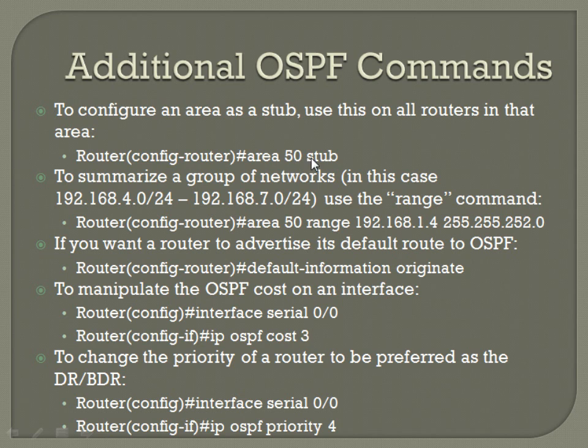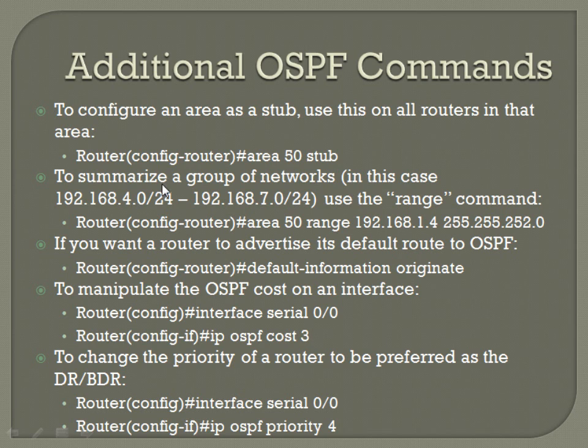To summarize a group of networks, in this case 192.168.4.0/24 through 192.168.7.0/24, use the range command. And actually I need to correct this line. The 4 and the 1 should actually be swapped right here, so that the command should be area space 50 space range 192.168.4.0 to get the full network, and then the subnet mask is 255.255.252.0. That 252, starting with the .4, makes it go .4, .5, .6, and .7. So you end up grabbing all of these rather than having to advertise each of the individual 4 routes that you would have to show.